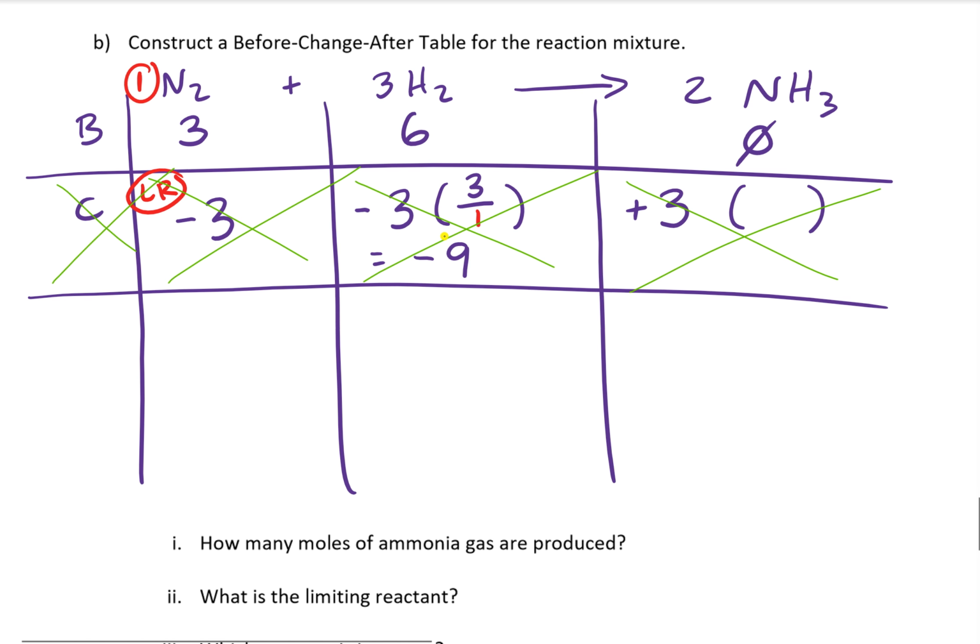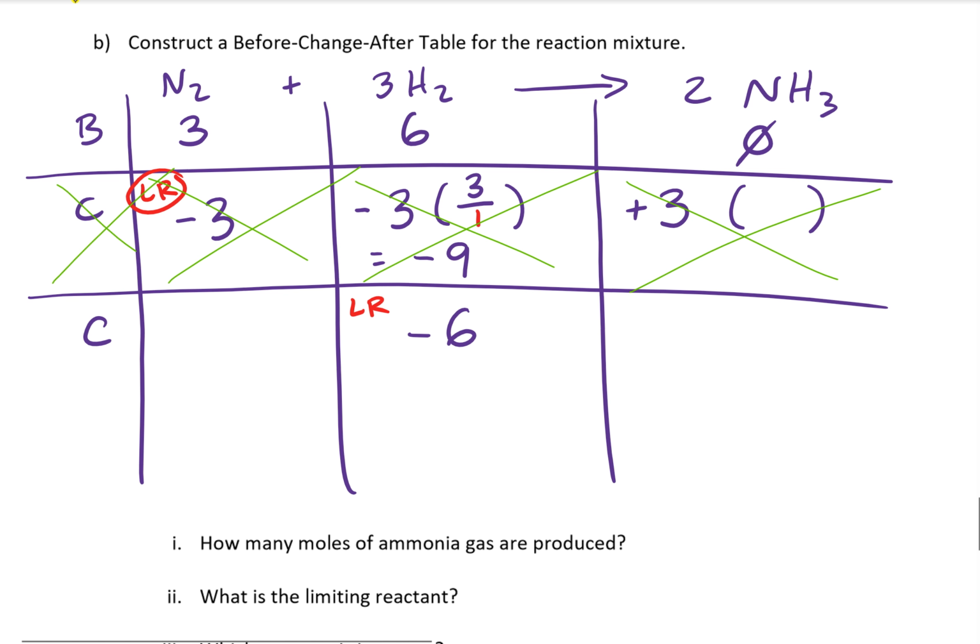So if nitrogen can't be the limiting reactant, then we're going to test the hydrogen. Hydrogen should be the limiting reactant here, but let's make sure it works. For our change row, since hydrogen is now our limiting reactant, we're going to subtract all of it.